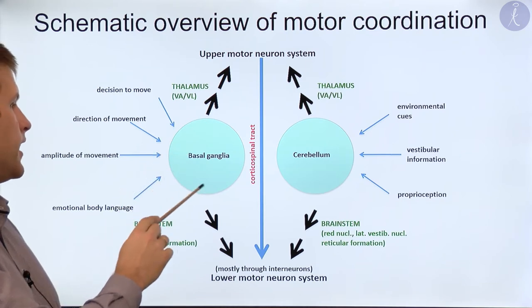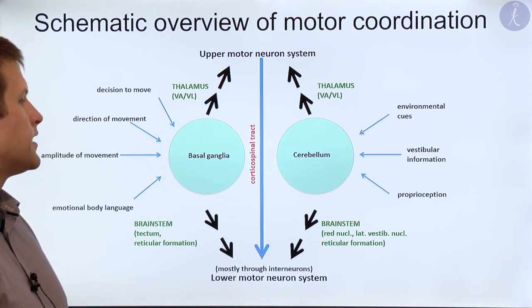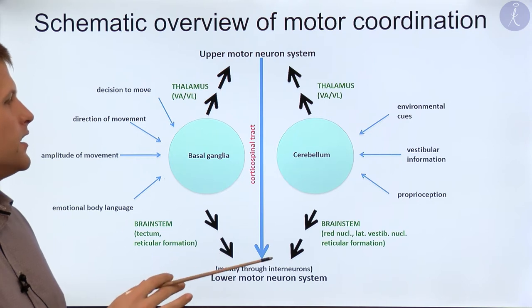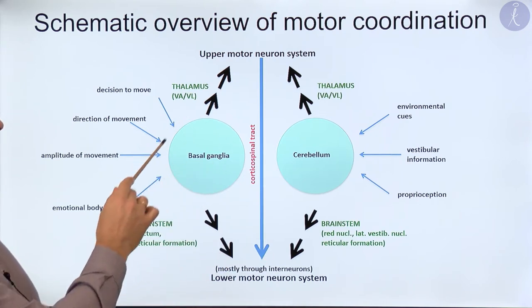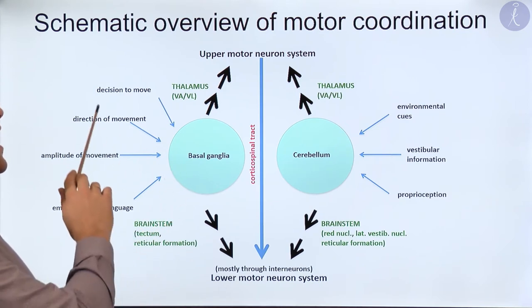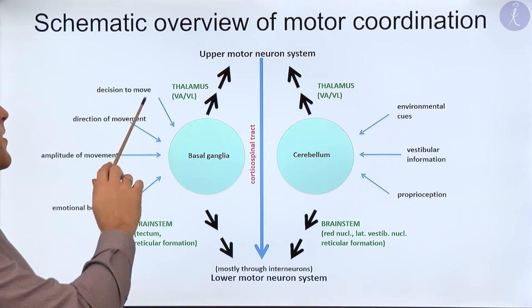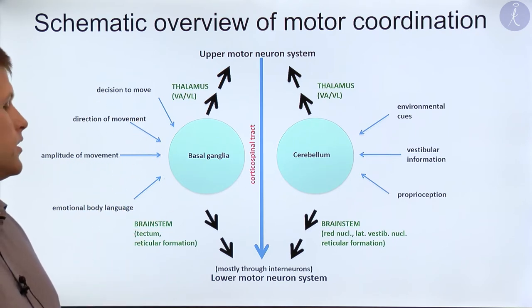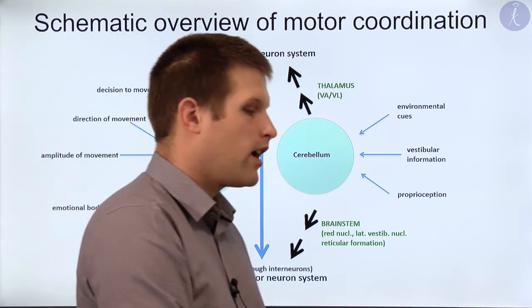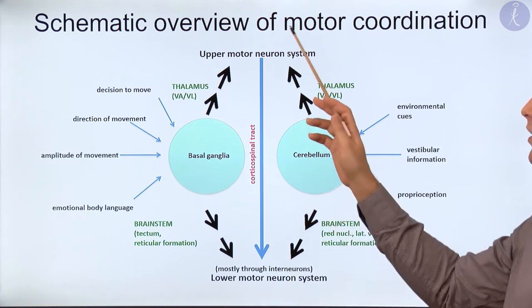Meanwhile, the basal ganglia control those movements where sometimes the cortex function is not definitely necessary. The basal ganglia determine your emotional body language, and can determine the amplitude of the movement, the direction of the movement, and make the decision whether we move or not. Altogether, it's important to see that the cerebellum and basal ganglia have great influence on the motor neuron systems.